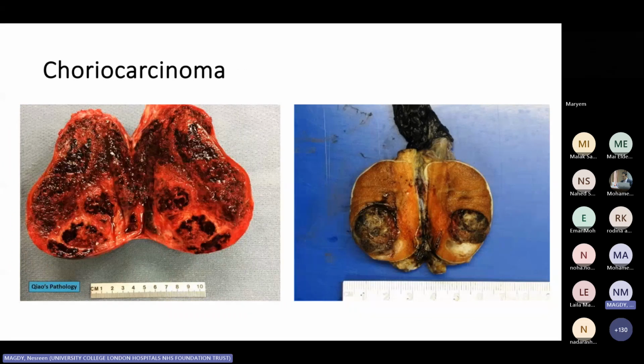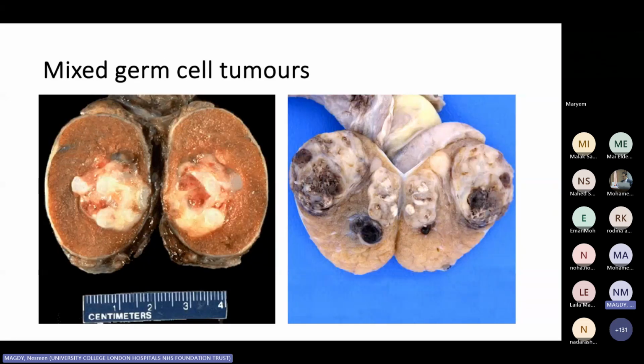For the choriocarcinoma, the left-hand side picture is for a pure choriocarcinoma, which is an extremely rare condition in testicular germ cell tumors. But there are wide areas of necrosis and hemorrhage. And if it represents a component in a mixed germ cell tumor, as in the right-hand side picture, the hemorrhagic foci represent the chorio component. Mixed germ cell tumors demonstrate a heterogeneous appearance, reflecting their composite nature.